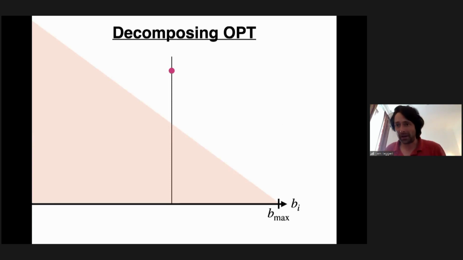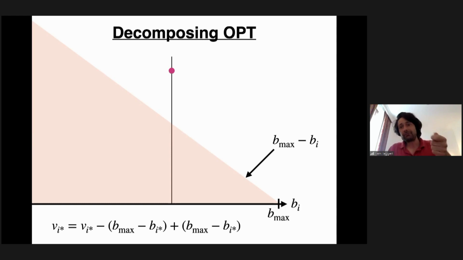So I've isolated one point, and I want to think about that point's position relative to the triangle. So the triangle is anchored at the bias of the highest bias action in opt. Let's call that bias Bmax. Then the upper edge of the triangle has formula Bmax minus Bi. The principal's utility for this point, this realization in opt, is going to be Vi star, but you could add and subtract this bias difference Bmax minus Bi star if you wanted.